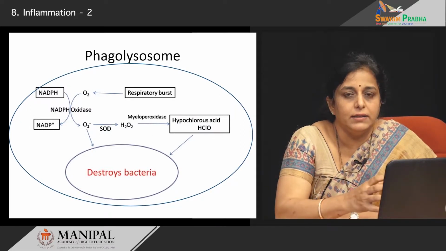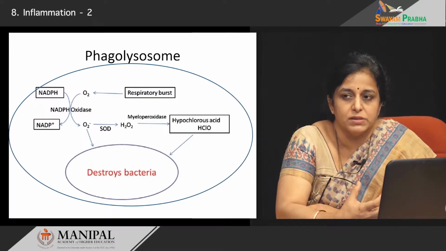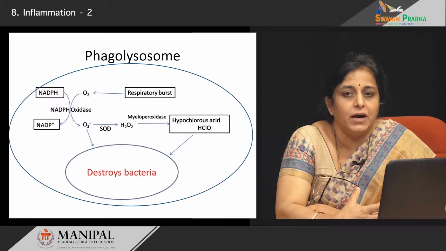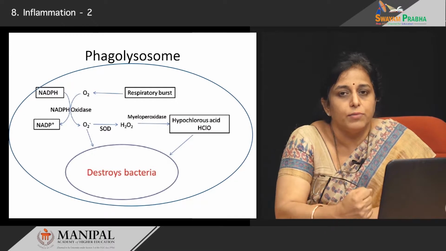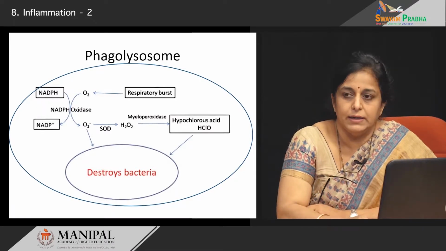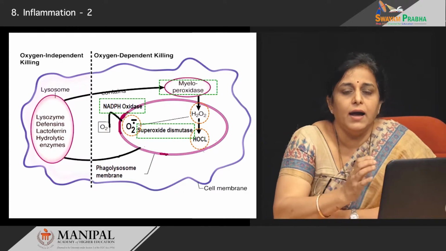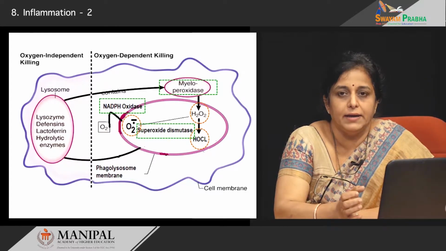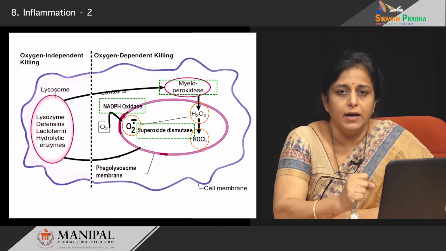In this process there is an increased consumption of oxygen within the phagolysosome, which is called a respiratory burst. So, it is a very active, energy dependent phenomenon that occurs within the leukocytes in the process of killing of these bacteria. So, we learned that there is oxygen dependent killing and oxygen independent killing. We just learnt about the oxygen dependent killing, which involves hydrogen peroxide, superoxide and the hypochlorite.